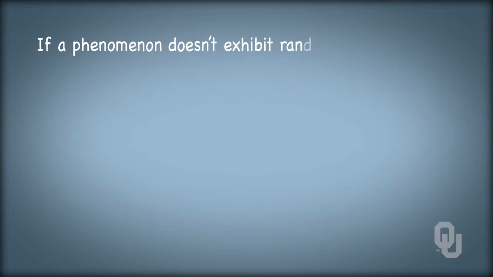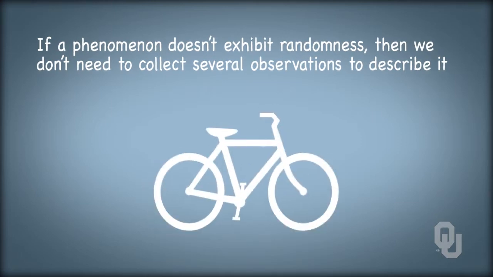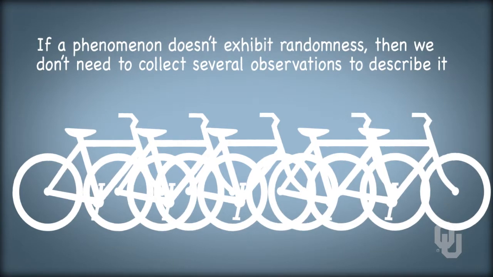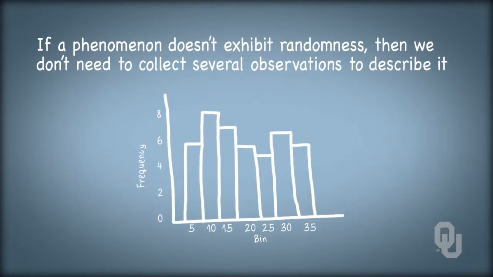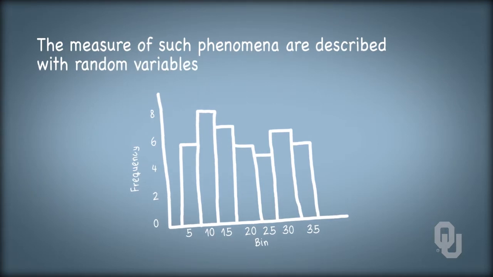Then we talked about random variables, which, as it turns out, describe those samples that we collected in the first place. If a phenomenon doesn't exhibit randomness, then we don't need to collect several observations to describe it. That is, if we're trying to describe the number of wheels on a bicycle, we don't need to collect a sample of bicycles and count the number of tires, plot our observations, and use an average to describe it. We only need to produce graphs like histograms for phenomena that exhibit randomness, and the measures of such phenomena are described with random variables. So we discussed that in somewhat of a backward order.